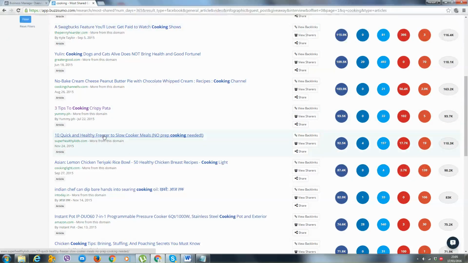Okay, 10 quick and healthy freezer to slow cooker meals. No prep cooking needed. You just target slow cookers. Slow cooker meals, whatever. Pulled pork, I don't know. You can target a slow cooker audience. At the same time, you can target cooking brands such as Tip Hero, Sorted Foods, and that's your target audience right there.